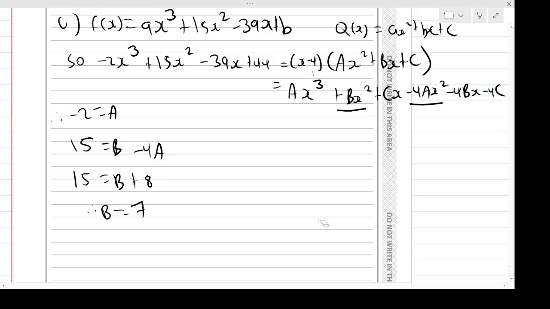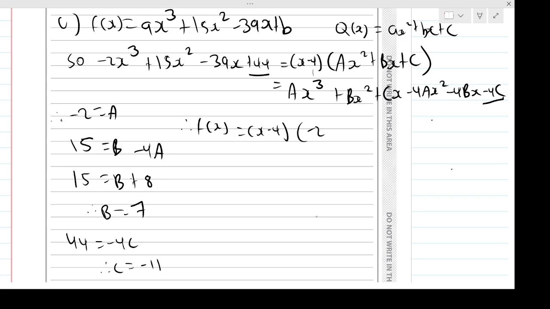Then lastly, to find C, we could compare the x terms, but it's a lot simpler to just compare the constant at the end. So 44 has to equal the minus 4C at the end here. Therefore C, if you divide by minus 4, is minus 11. So f of x, this cubic, is equal to x minus 4 times this quadratic: A is minus 2, so minus 2x squared, Bx, which is plus 7x, and C, which is minus 11.